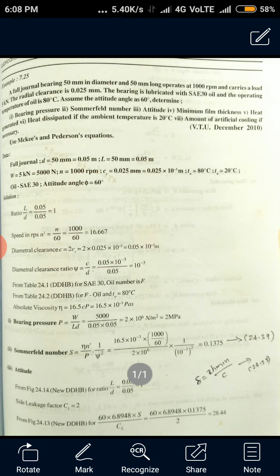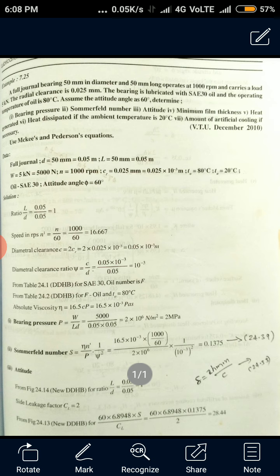So next we'll go for the main parameters. Bearing pressure is given by P equal to W by LD. Substituting the values, you'll get 2 into 10 to the 6 Newton per meter square or 2 MPa. Sommerfeld number, equation 24.39, S equal to N times viscosity mu divided by P, into 1 by zeta squared, that is the diameter clearance ratio. Substituting values we get 0.13 as the Sommerfeld number.